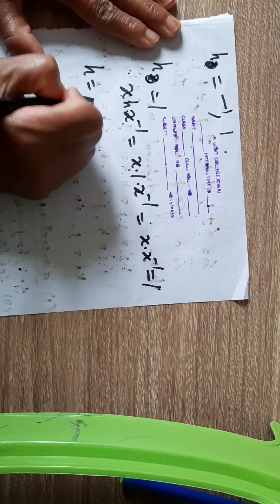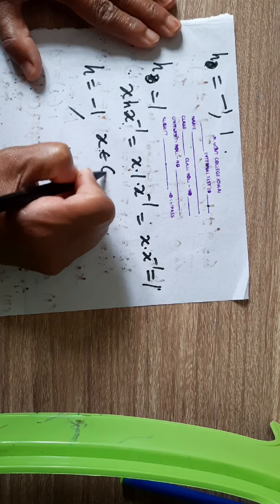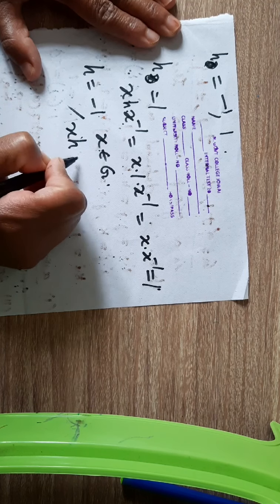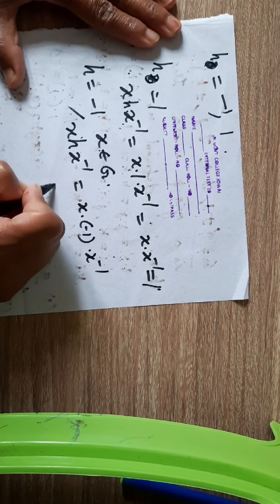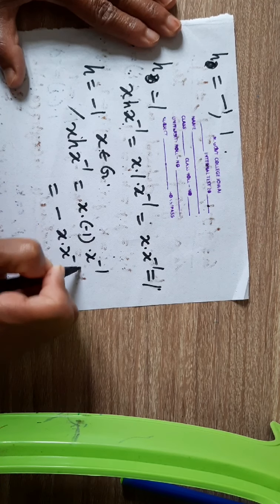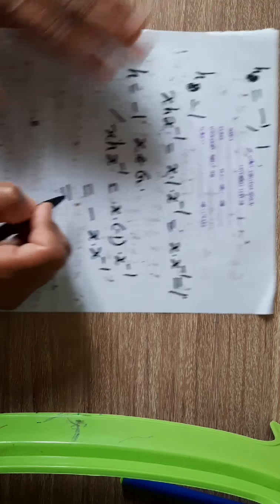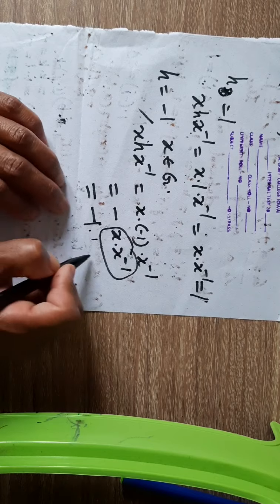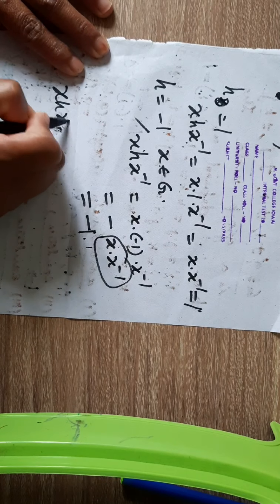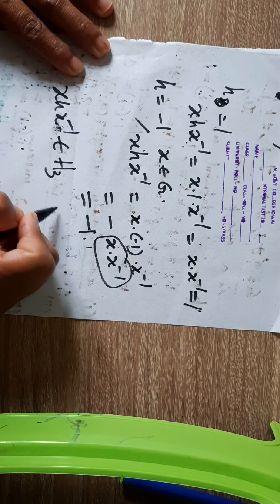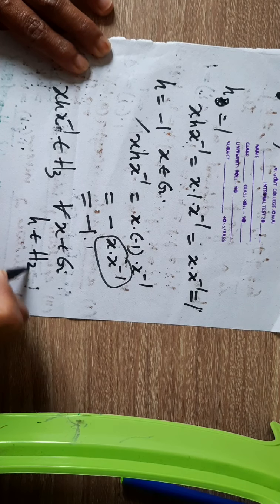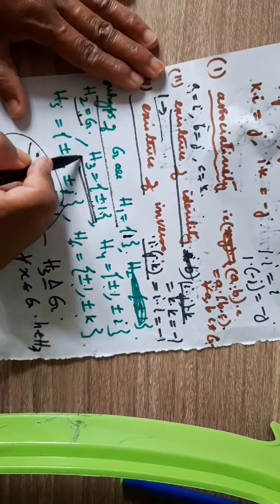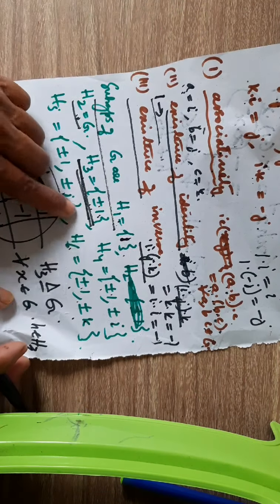Then if you take h is equal to minus 1 also, for every x belonging to G, x h x inverse is equal to x into minus 1 into x inverse. This is equal to minus x x inverse, and this is equal to minus 1. You'll get it because the value of this will always be 1. So this implies that x h x inverse will always belong to H3 for every x belonging to G and h belonging to H3. So therefore H3 will be a normal subgroup of G.